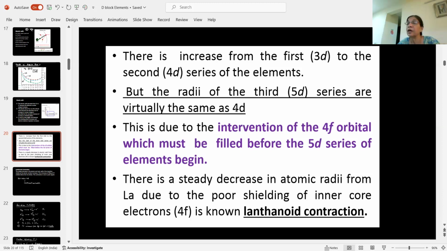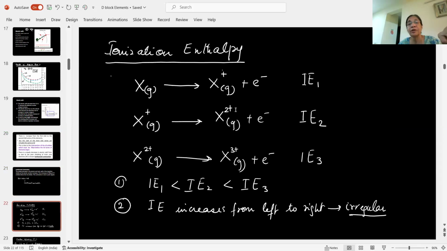Another thing that you see in case of 5D and 4D series is sudden contraction in the size. That is because of what you call lanthanide contraction. After lanthanum, the remaining 14 electrons go into the F shell, and electrons in the F shell have poor shielding, and so effective nuclear charge increases, and so the size decreases. So this drastic decrease in size after lanthanum is known as lanthanide contraction. So all these things are there.